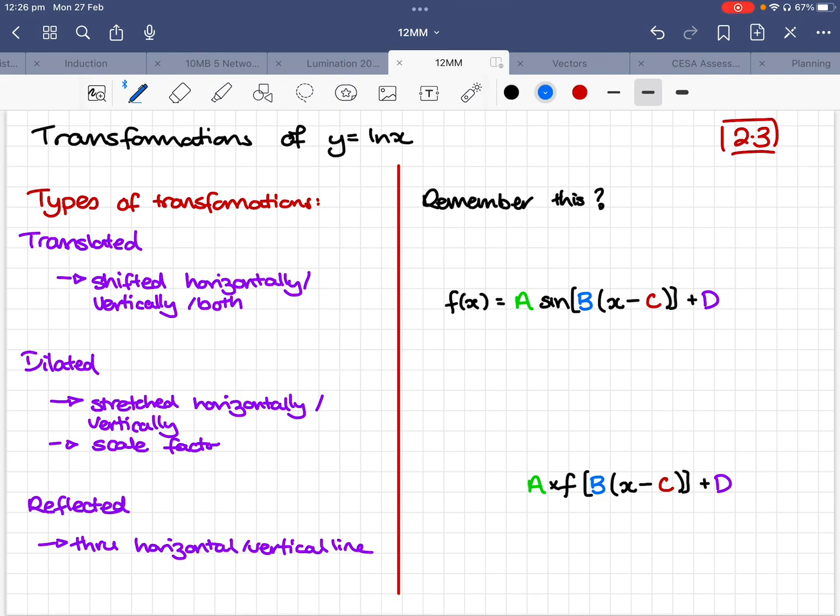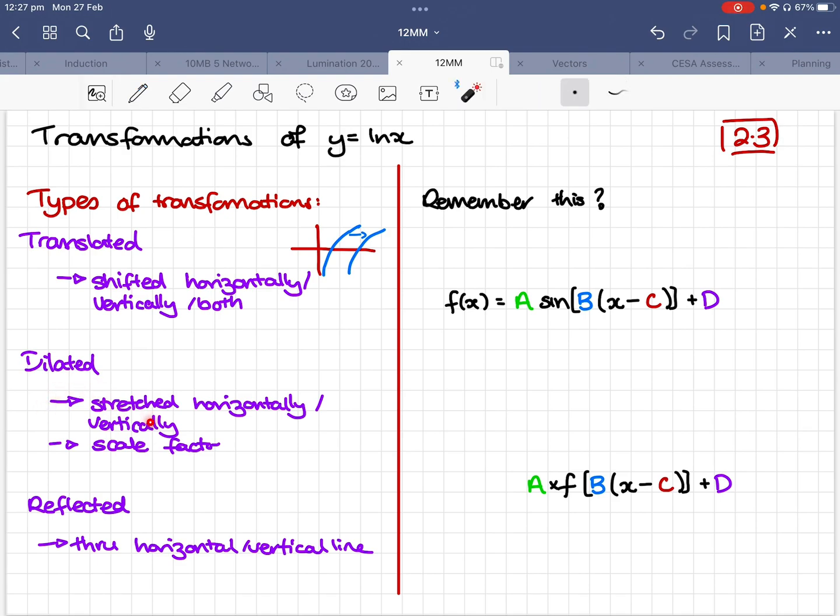So the first thing that we need to recall is just the types of transformations that we can see. The first type is a translation. A translation means that we're just shifting the graph around. We're not changing its shape, we're changing its location. For example, we might have a graph that looks a little bit like this, and we're going from that to that. We're not changing the direction at all. We're just moving it horizontally or maybe vertically, or both.